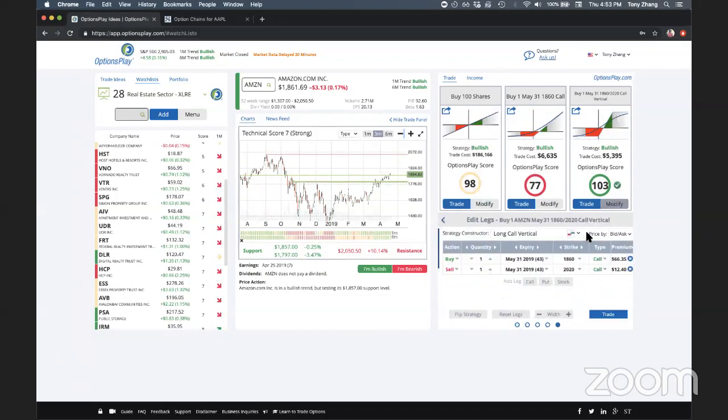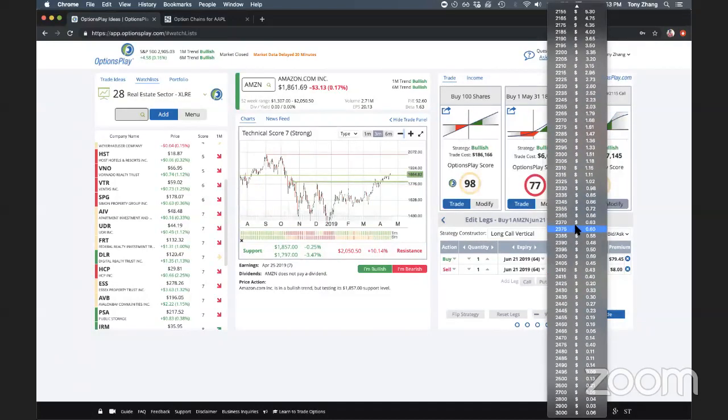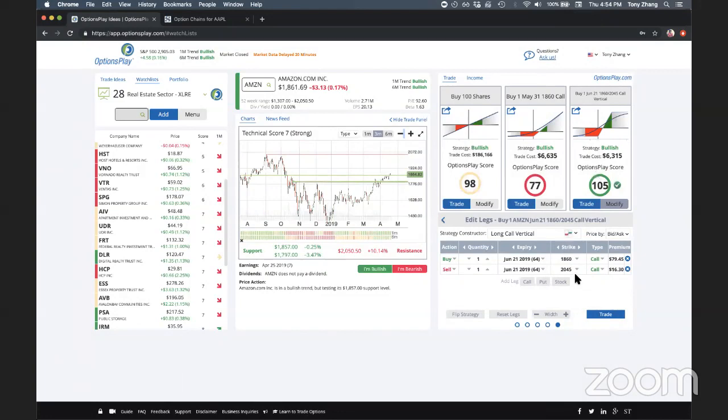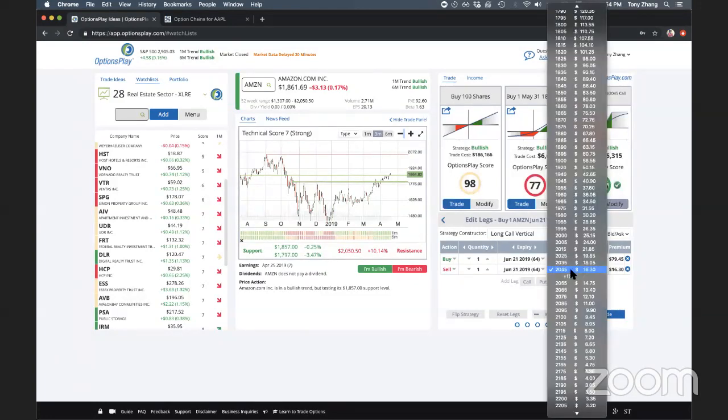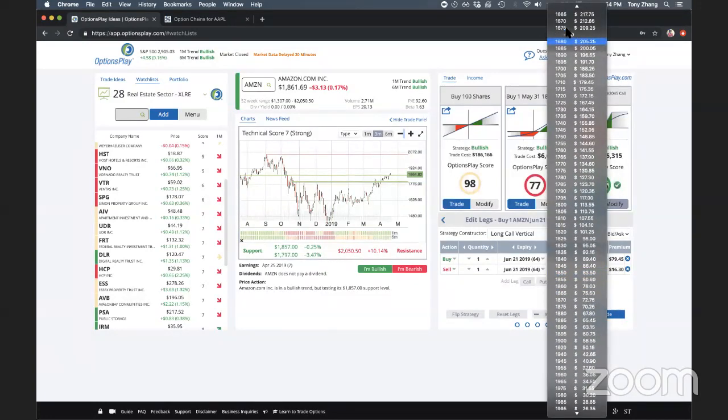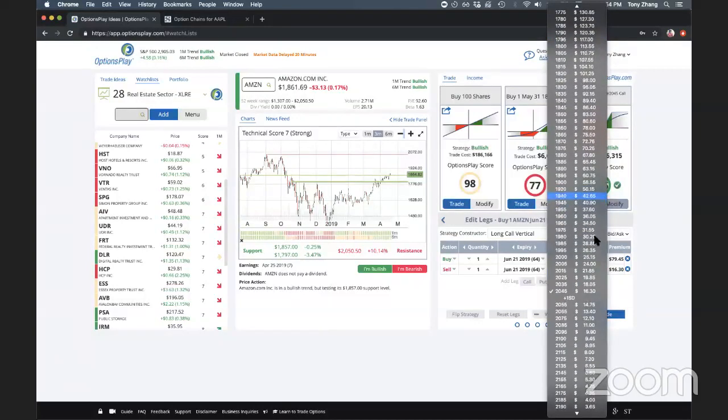You might even want to buy yourself a little bit more time on here. Maybe you might want to go out to June. And what you can do is always use this tool to help you figure out where to sell that upper bound on the call if you change your expiration date, because all of our strike prices have the standard deviation marks on them.